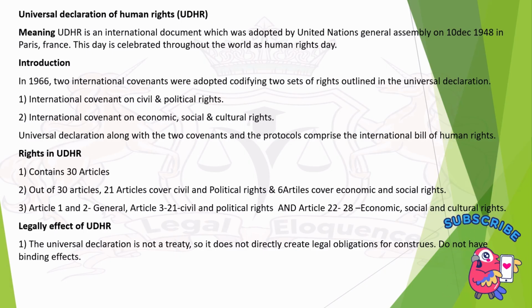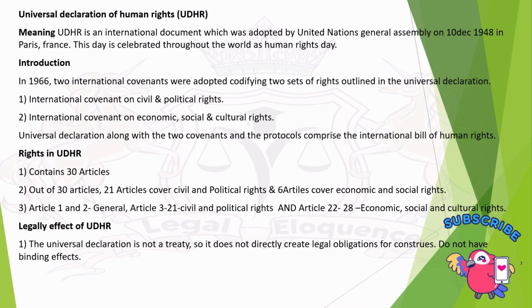Universal Declaration of Human Rights, that is UDHR. UDHR is an international document which was adopted by the United Nations General Assembly on 10 December 1948 in Paris, France. This day is celebrated throughout the world as Human Rights Day. In 1966, international covenants were adopted codifying two sets of rights outlined in the Universal Declaration, that is the International Covenant on Civil and Political Rights and the International Covenant on Economic, Social and Cultural Rights. The Universal Declaration along with the two covenants and the protocols comprise the International Bill of Human Rights.